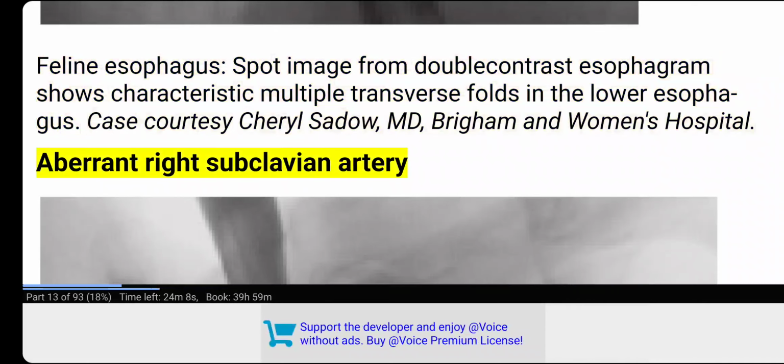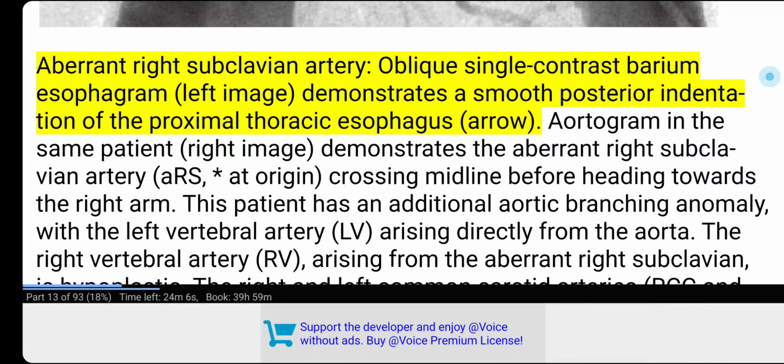Aberrant right subclavian artery. Oblique single contrast barium esophagram, left image demonstrates a smooth posterior indentation of the proximal thoracic esophagus, arrow.